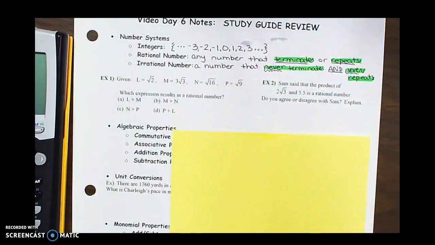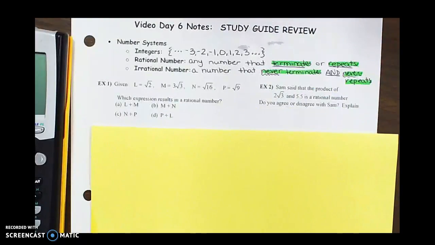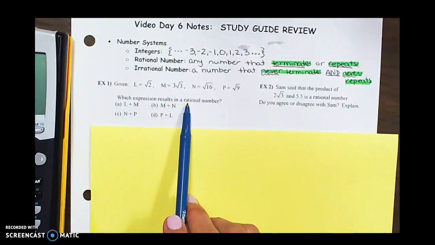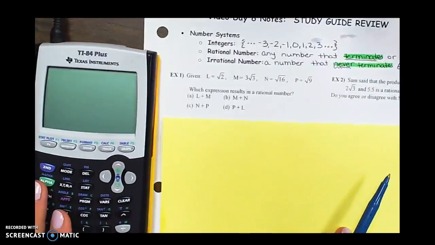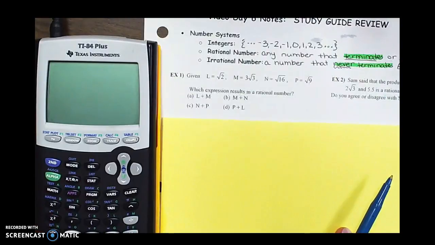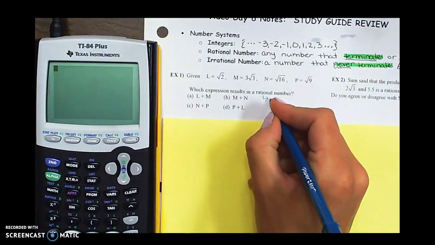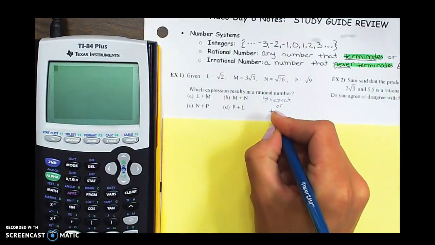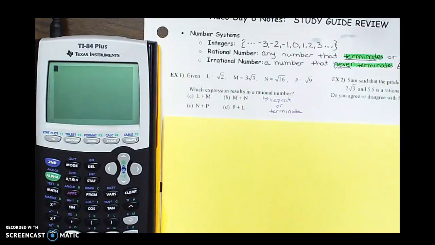All right, let's try 2 practice problems. Okay, so here we go. Example number 1. We are given the variables L, M, N, and P. It says which expression results in a rational number. The nice part about a question like this is we have our handy dandy calculator that can help us out. We want a rational number, so we want it to repeat or we want it to terminate. Remember, terminate is just a fancy way of saying it ends.